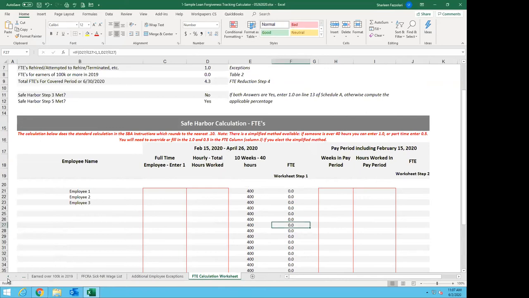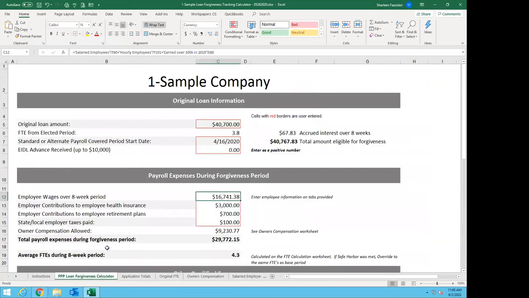After you've completed all of that, we'll go over the loan forgiveness calculator and look at it in total and how that looks. Up here is where you have your original loan amount. This here is the FTE from the elective period. That will pull in the lowest amount of those two on the original FTE tab. This is your loan date.